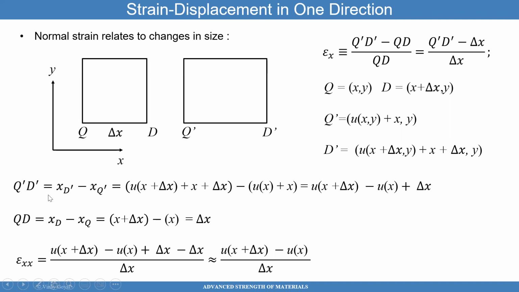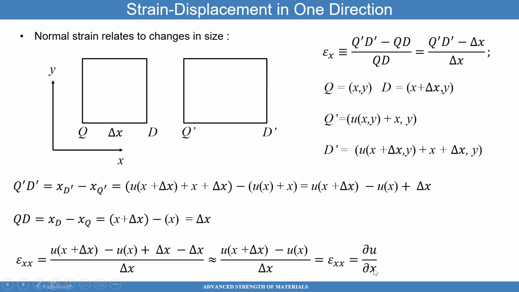So now if I plug in what Q prime D prime is, which is this expression here at the top, I put it here, minus QD, which is delta x, divided by delta x, delta x cancels out. And you get epsilon xx, which is the strain. That's how I define strain: the final length minus the original length, divided by the original length. And that's one way of measuring strain. I get this expression. But this expression is really partial u with respect to x. If you remember back in school, as the limit of delta x goes to 0, this expression turns out to be the partial u with respect to x.